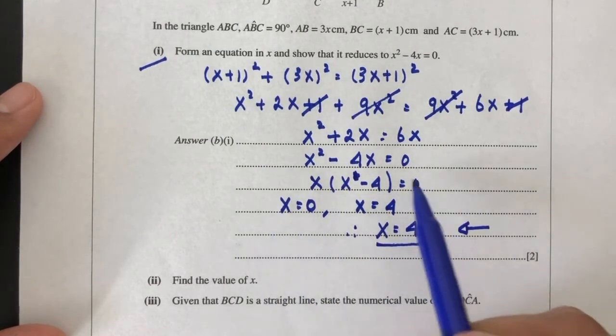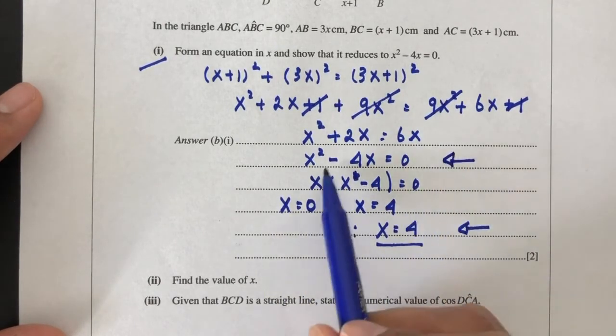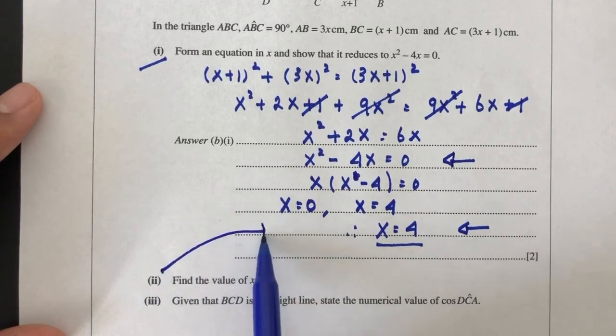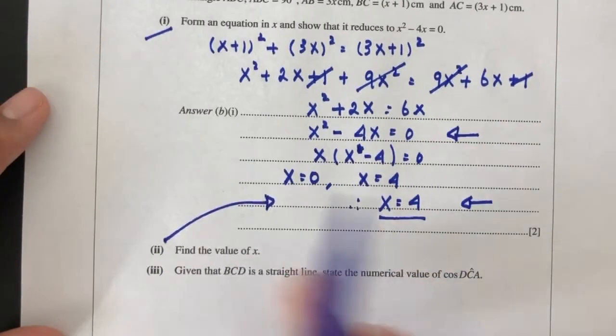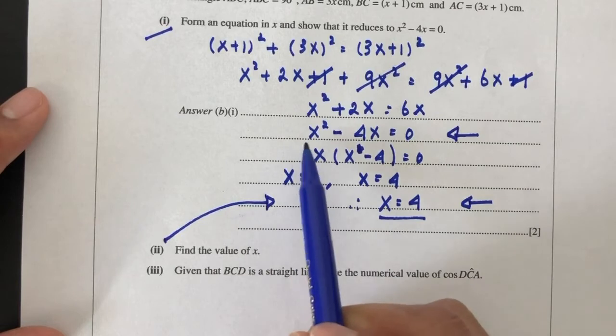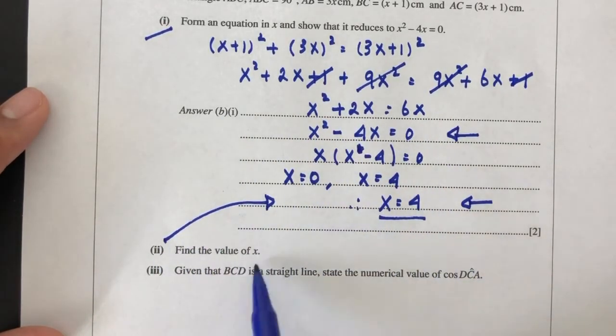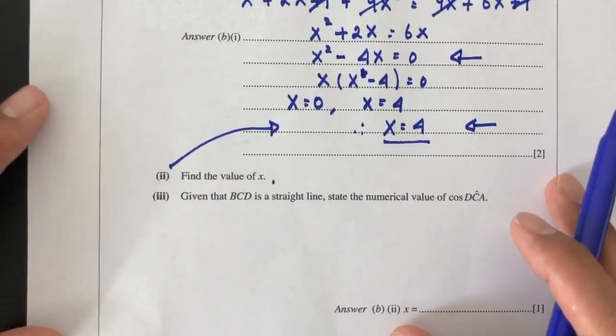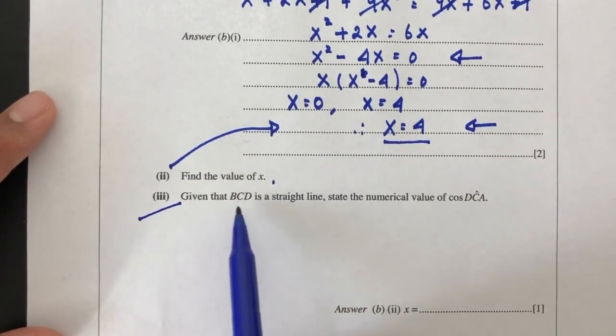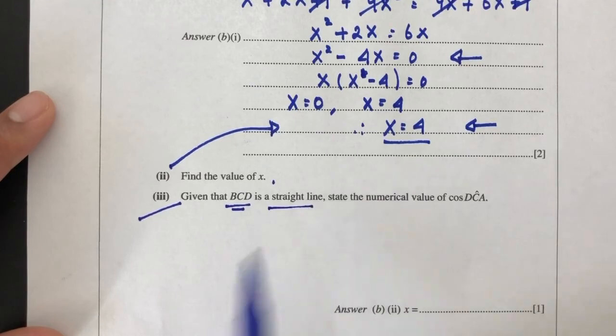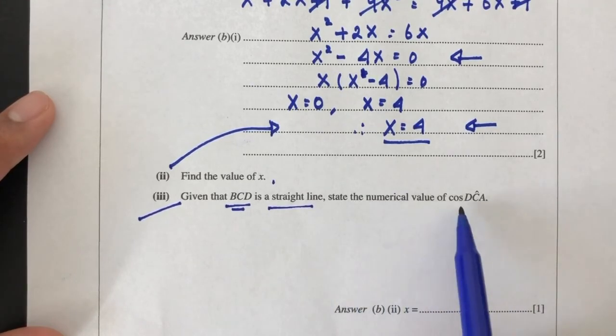No, actually, B1 will be here. This is B1, your answer, and this is your answer for part 2. Find the value of x. Sorry for this confusion, but you can stop here for B1, and 2 will be find the value of x, which is 4.